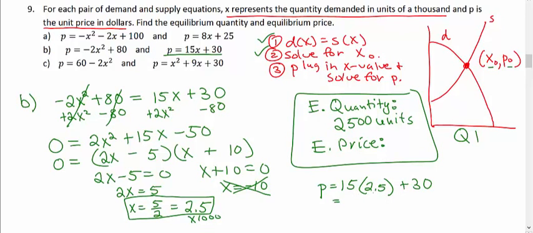And 15 times 2.5, I get 37.5 plus 30, which gives 67.5. And that tells me that my price is $67.50. So the market equilibrium quantity would be 2,500 units. The equilibrium price would be $67.50.